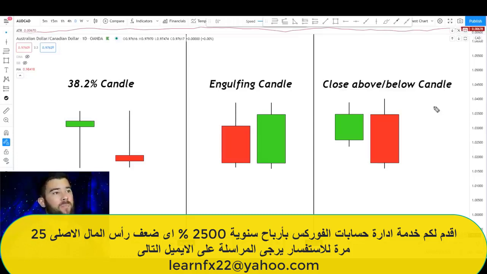Pretty self-explanatory. But a close below candle would be a candle in which the close of that candle is below the low of the previous candle. As long as that happens, that to me is showing selling pressure, and the opposite would be true in the bullish direction. We would have a close above. Again, we'll take a look at that down on the chart, but right now, let's go take a look at a few live examples of the 38.2% candle first.